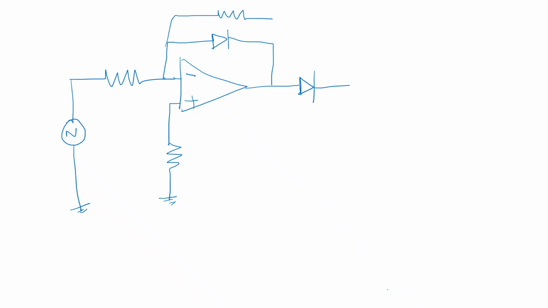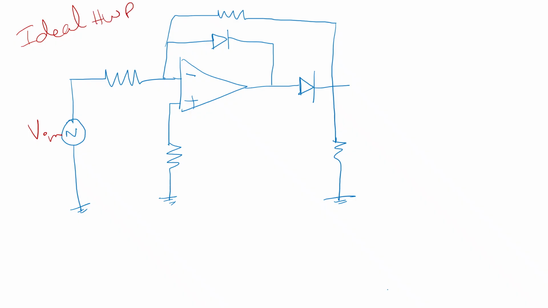The other half cycle is not obtained, which means that's the output of a half wave rectifier. Now, this is an ideal half wave rectifier. In the previous circuit we had only one op amp and a precision diode. Here we have an op amp with two precision diodes.